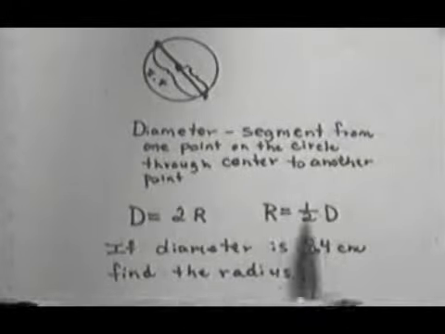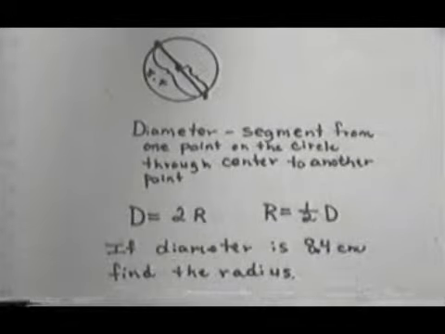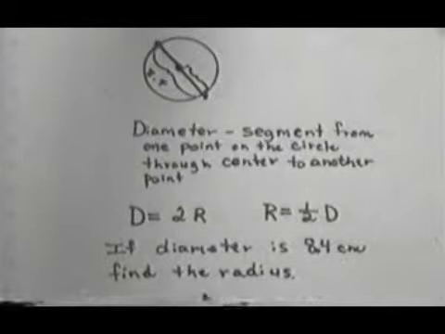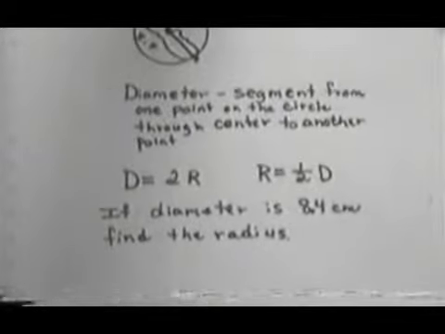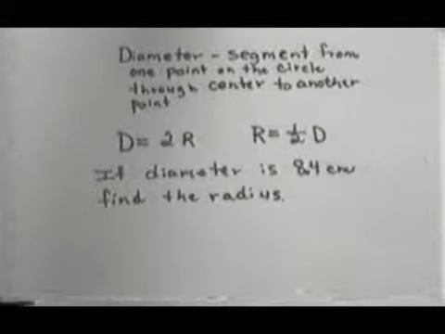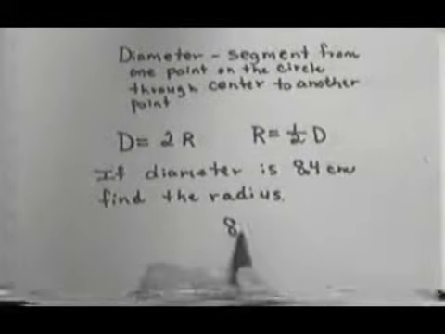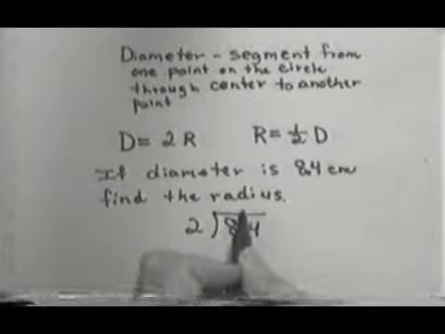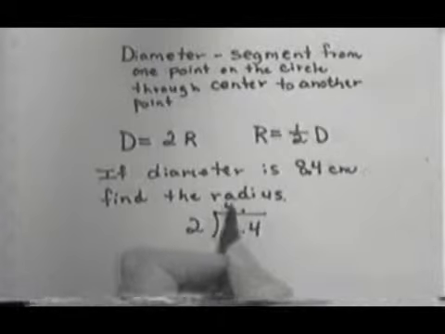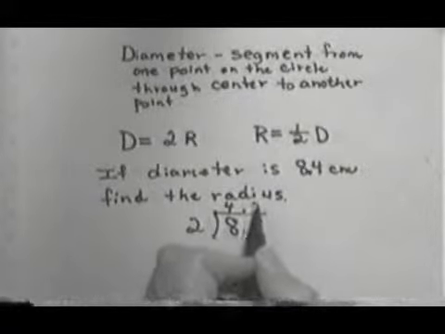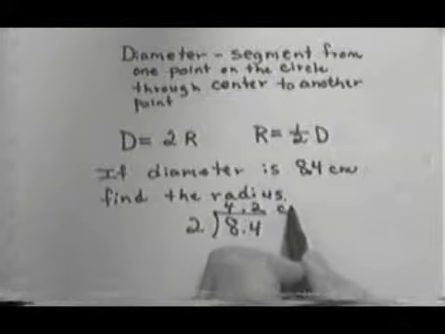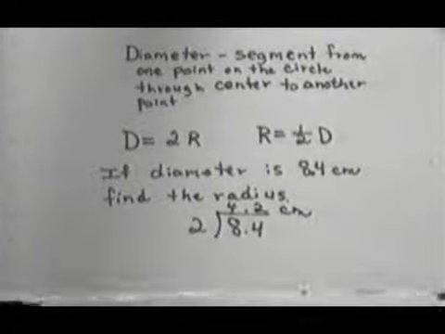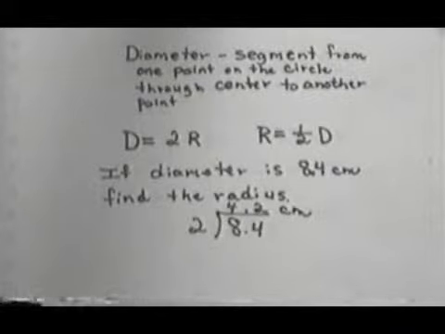Well, the radius is 1/2 of my diameter, so I could multiply my diameter by a half, or the easier thing to do would just be to take it and divide it by 2. And that's what I'm going to do. If we take the 8.4 and divide it by 2, bring my decimal straight up. 2 goes into 8 4 times, and 2 goes into 4 2 times. So my radius would be 4.2 centimeters if my diameter was 8.4 centimeters.